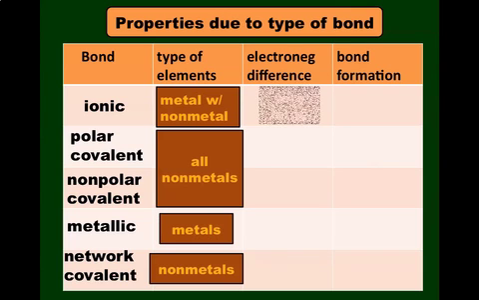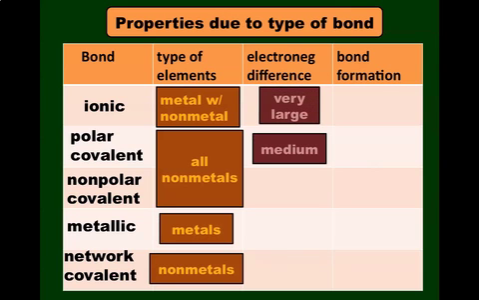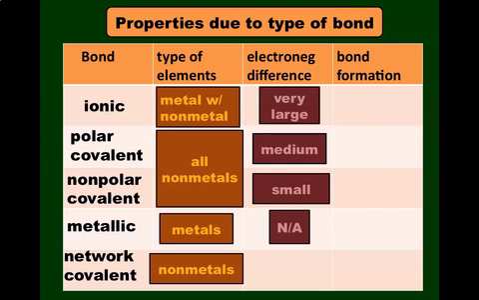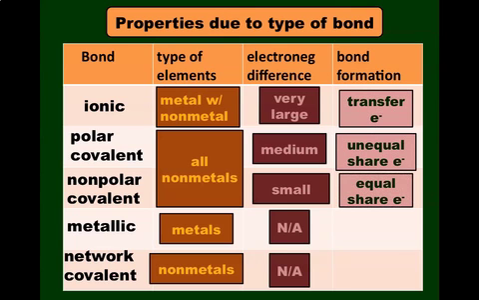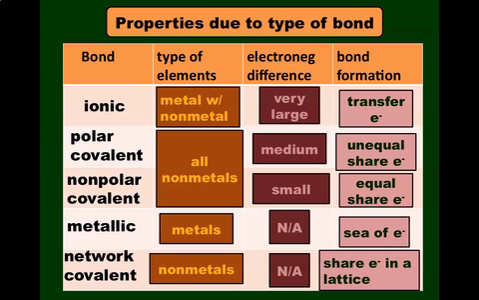Okay, let's look at the electronegativity difference. It's going to be very large with ionic. It's going to be medium with polar covalent. It's going to be very small with nonpolar covalent. It's not important with metallic. And it's not important with network covalent. How the bond is formed: with ionic, you transfer electrons. With polar covalent, you unequally share the electrons, and with nonpolar covalent, you equally share electrons. Metallic had the sea of electrons, and network covalent had the sharing of electrons in a lattice.